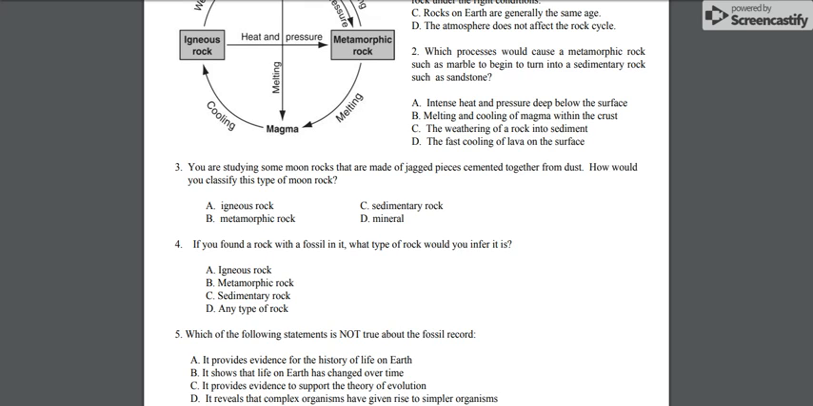Number 3, you are studying some moon rocks that are made of jagged pieces cemented together from dust. How would you classify this type of moon rock? A, igneous rock. B, metamorphic rock. C, sedimentary rock. Or D, mineral.